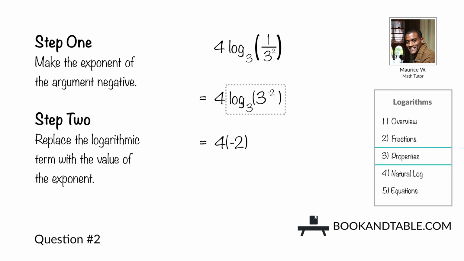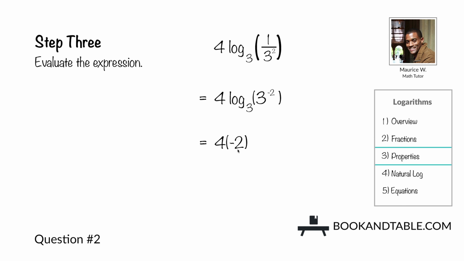So we can replace the logarithmic term here with the value of the exponent -2, giving us 4 times -2. And now when we evaluate, 4 times -2 is equal to -8. So for a question like this, if you are given a fraction for the argument, you can make this base the base in the numerator by making this exponent negative. So that is the answer to question number 2.